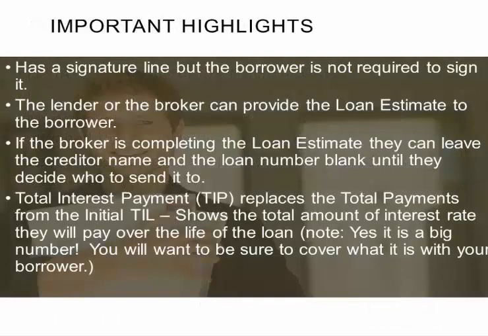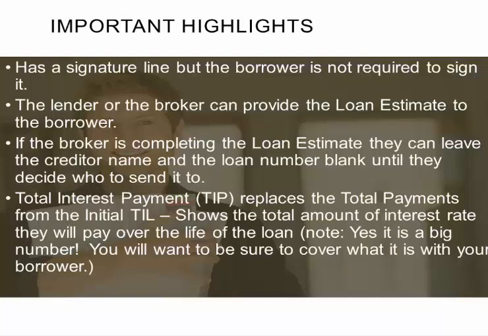First of all, the new loan estimate has a signature line on it. However, the borrower is not required to sign it. The lender or the broker can provide the loan estimate to the borrower. And if the broker is completing the loan estimate, they can leave the creditor name and the loan number blank until they decide who to send it to. Now, it's important for any loans that you are brokering to make sure and work with your lender to find out what their process is as far as allowing brokers to complete and submit loan estimates.